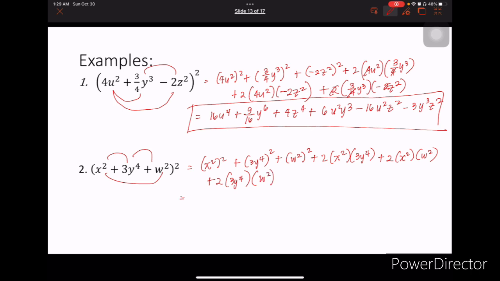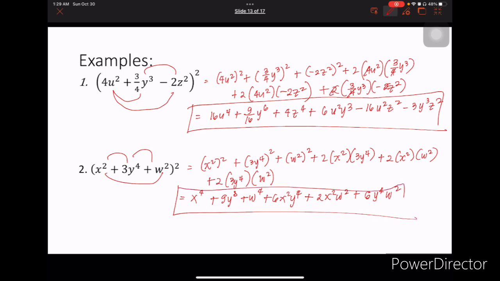Now let's just simplify. This is x raised to 4 plus 9y to the 8 power plus w raised to the fourth plus 6x squared y to the fourth plus 2 times x squared w squared, then plus 2 times 3, that's 6, so 6y to the fourth w to the second power. So I think this is the final answer.